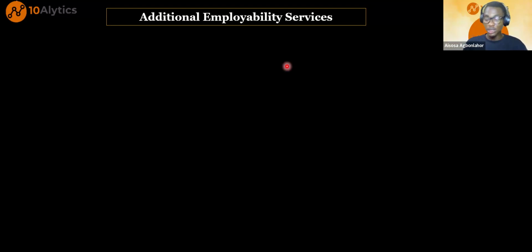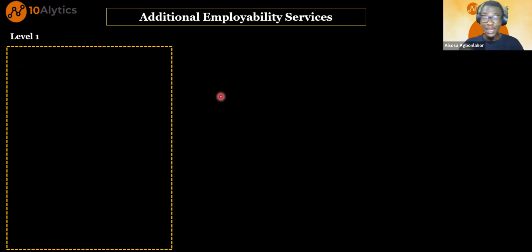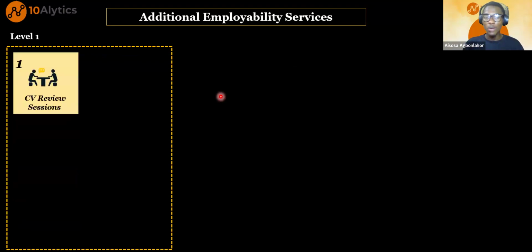And I'm talking about the additional employability services. For this year, we've been able to divide these services into 3 different levels: level 1, level 2, and level 3. What is within level 1? Taking a look at level 1, we have the CV review session, whereby we have a session where we teach you how to properly build a standard CV. Because many persons are often unable to get their foot in the door.